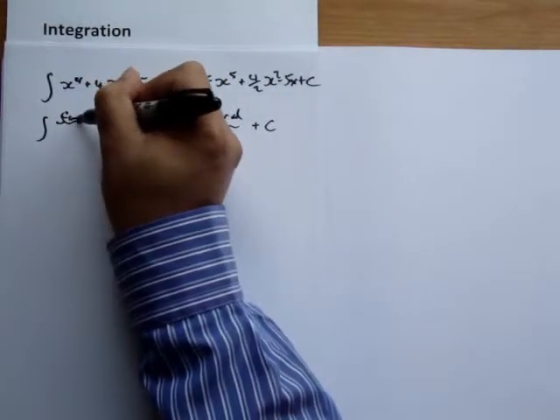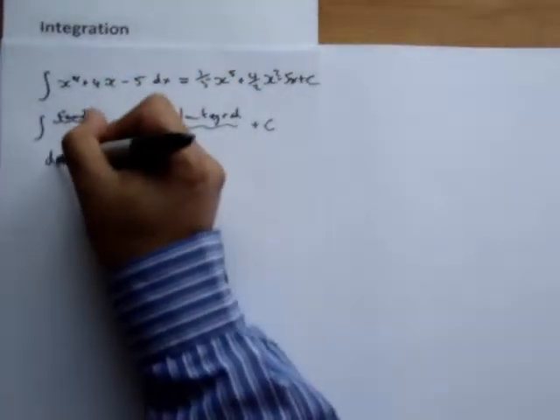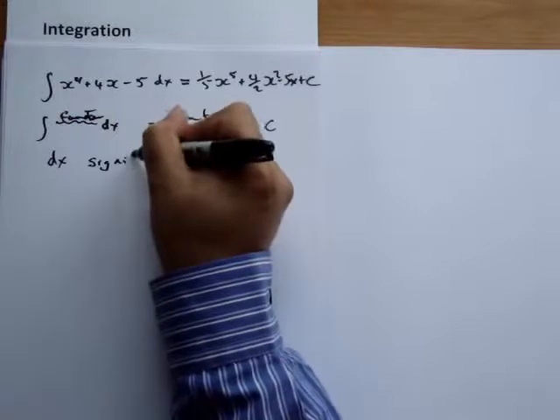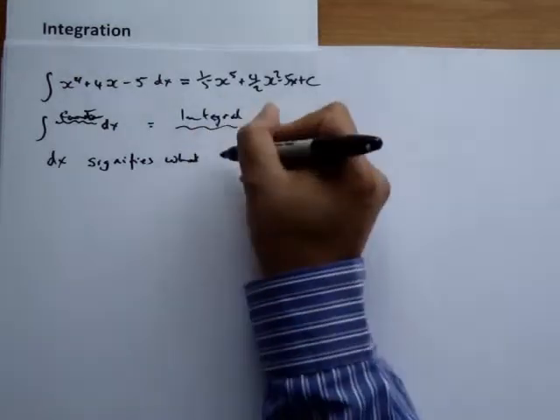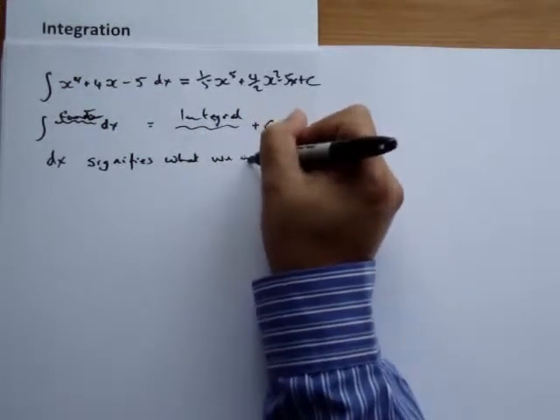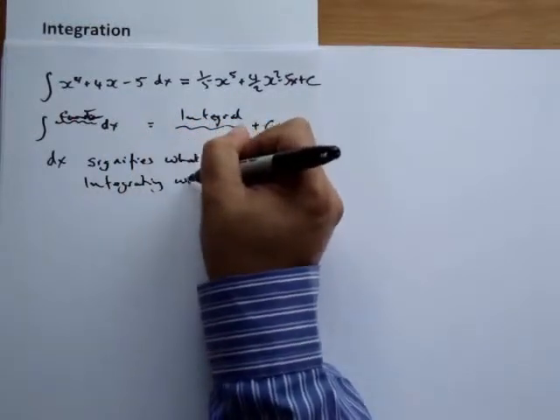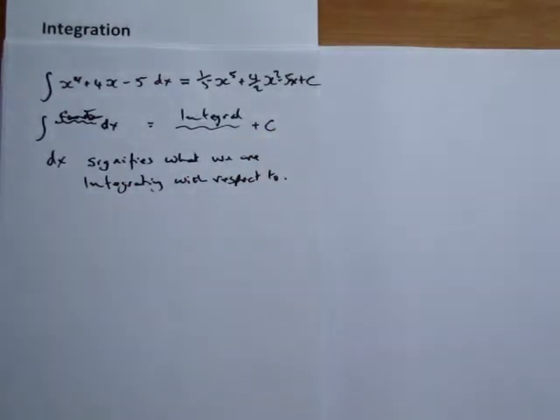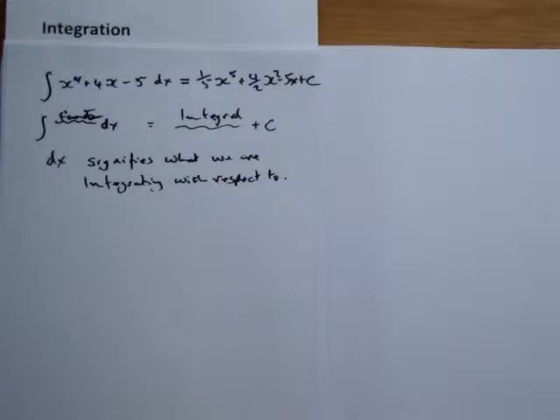So this would be the function we're integrating. Dx is important. It signifies what we are integrating with respect to. So we always need to write the dx as it tells us in this case that we're integrating with respect to x.